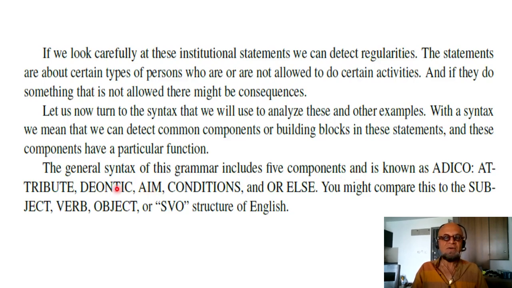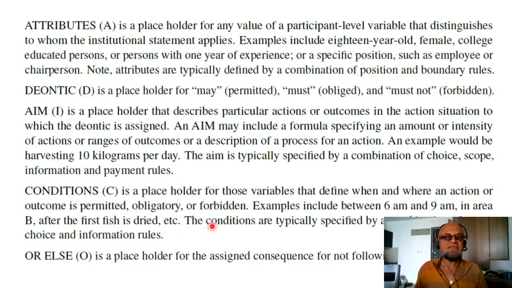Attribute, Deontic, which is about duty and obligation in ethical formal discussions. Aim, what is the action that is required or implied in the statement. Conditions under which these apply, so that's the action, situation, and Or else, the penalties that may or may not be involved. So you might compare this to the subject, verb, object, or SVO structure of English. Let's read what each one of these components is.